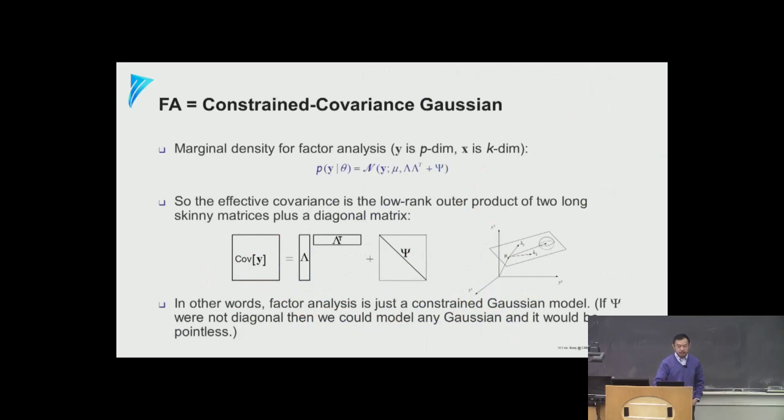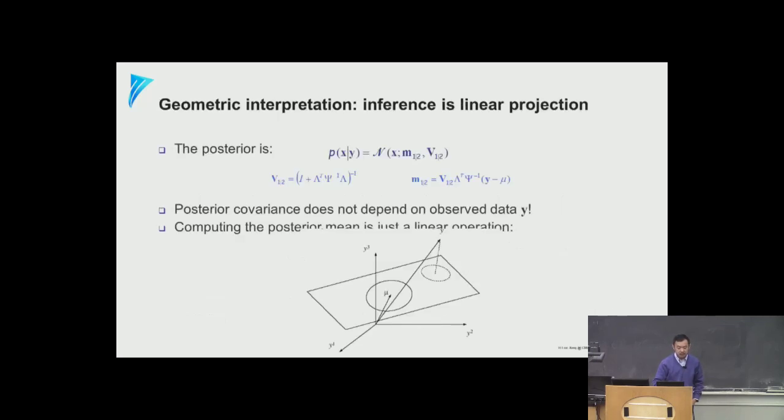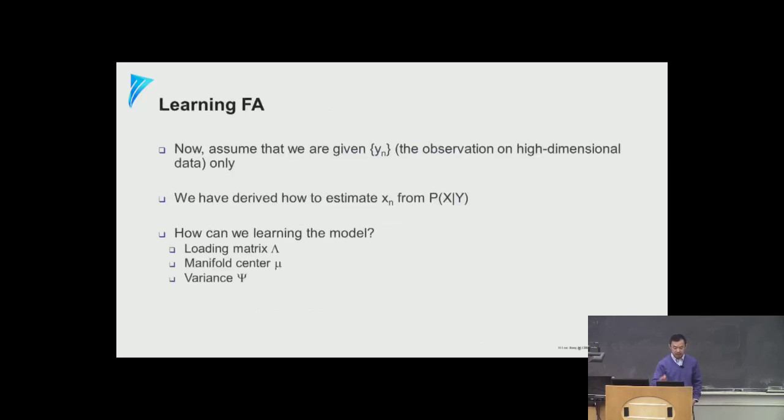There are some nice properties of FA, which I don't have time to go over, but you can read the slides. Let's talk about another geometric interpretation. I hope it's clear already. Let's talk about another problem, learning FA. What I just did is inference, right? To compute the conditional of the hidden continuous states given the observation. But where do we learn the loading matrix, the manifold center mu, and also the variance of the noise? How do we get that?